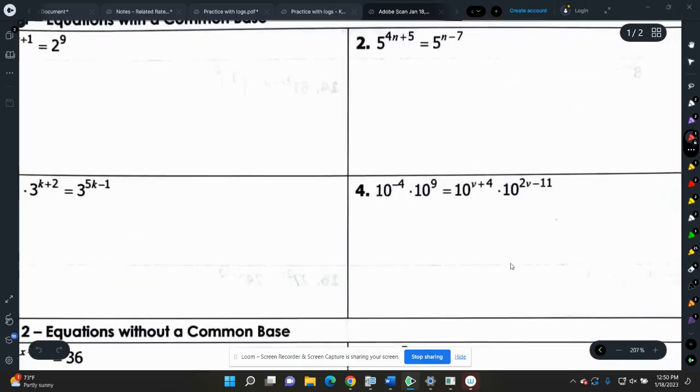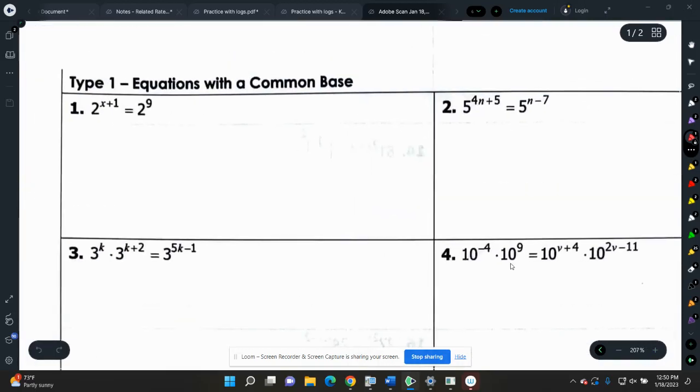When we are solving exponential equations, what are we looking for? Common base. The common base, yes. Thank you, Jack.